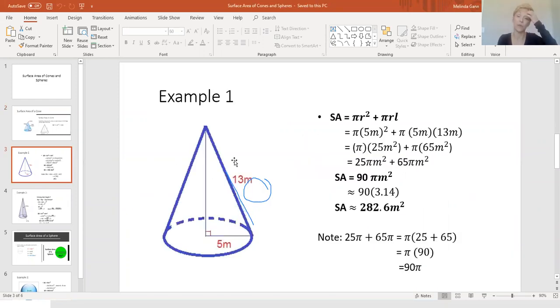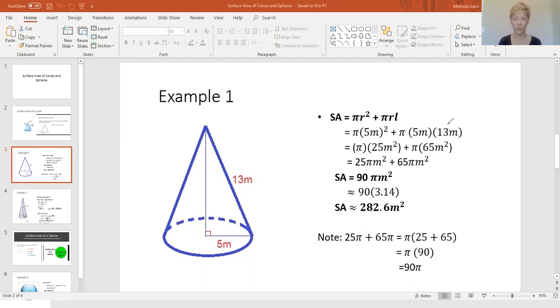So here's my formula, pi r squared plus pi r l. So I'm going to clear that notation so it doesn't distract you, hopefully. So do we understand that this 13, from the tip down the slant length to the side, that's my L? So that's why that 13 went in for that L. Then I need my radius. Well, it shows you your radius is 5 meters. So 5 goes in for that r and 5 goes in for that r.